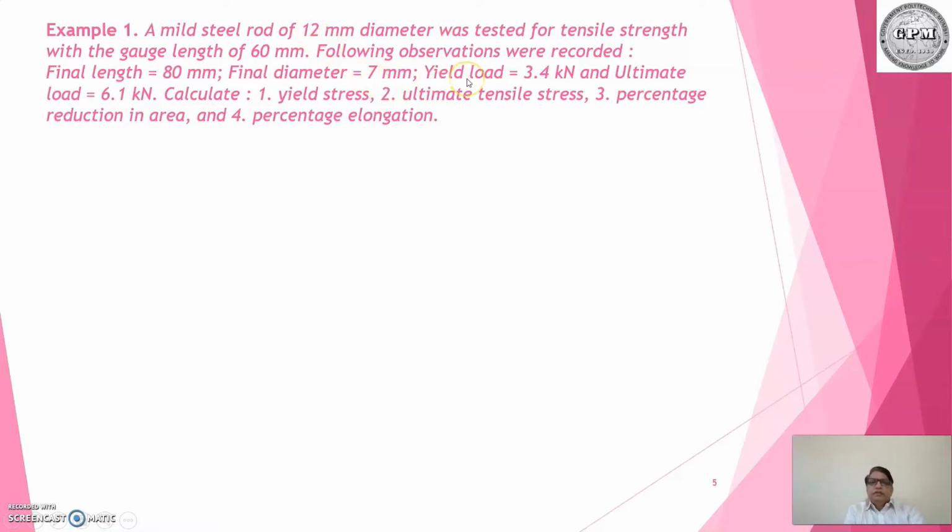Yield load is given here: 3.4 kilonewtons. Ultimate load is 6.1 kilonewtons. Calculate the yield stress, ultimate tensile stress, percentage reduction in area, and the fourth one is the percentage elongation. This is a very simple problem.